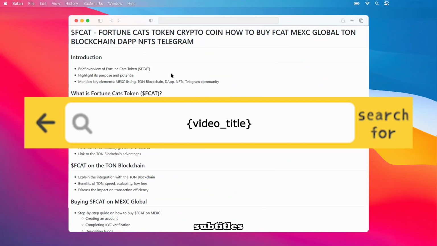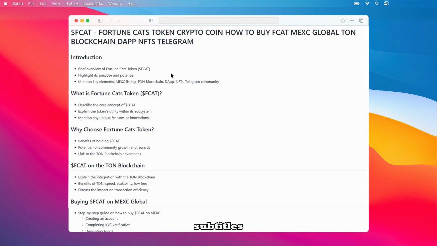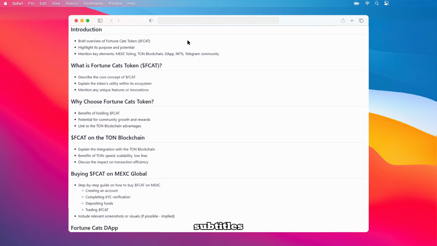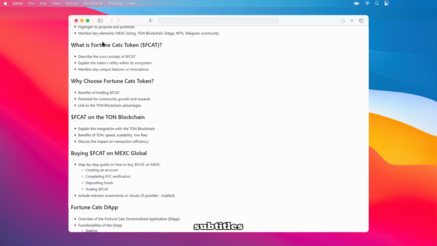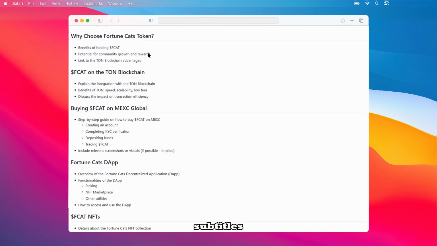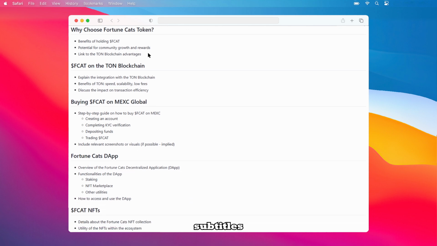Today, we're diving into FCAT's token, or $SCAT, a new cryptocurrency with exciting potential. This token is built around the concept of FCATs and aims to offer unique utility within its ecosystem. Using FCAT's token provides opportunities for community growth, potential rewards, and leveraging the advantages of the TON blockchain.